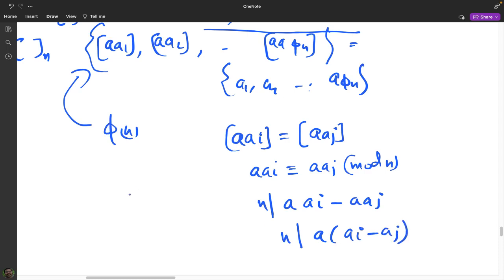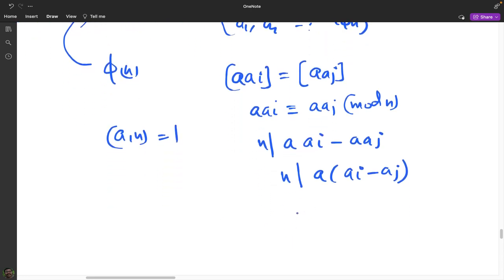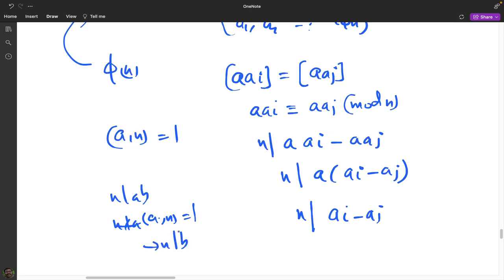But you know that a and n have GCD 1, that means they have no common factors. So if this is true, this means that n should divide ai minus aj, because you know the result that if n divides ab and if GCD of n comma a is equal to 1, then n divides b. You know the result from previous classes. So from that you will have n divides ai minus aj.